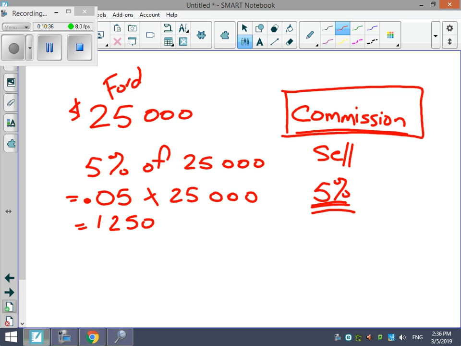$1,250. Makes sense because that's half of 10%. We had 2,500 when we did 10%, and this one really works. Anyhow, what you notice is this is money given to the salesperson. It doesn't go in your pocket. It's still calculated the same way, but it goes into the salesperson's pocket.